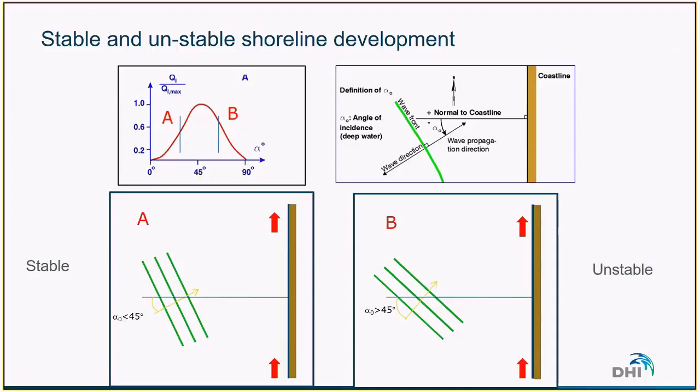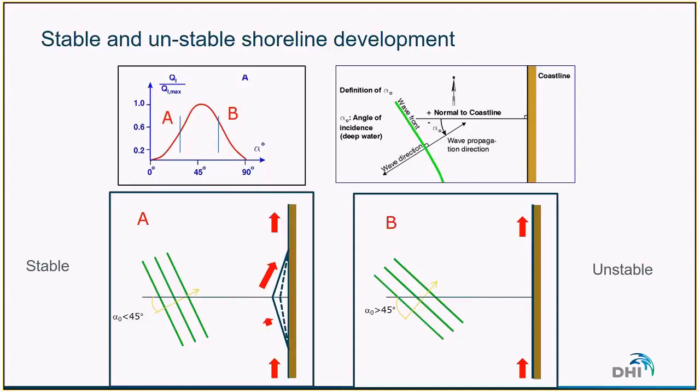Instead of having a straight shoreline, let's imagine we have a small perturbation along the coast. What happens in the stable case on the A part of the curve: if the difference between the angle of incidence and the shore normal augments, then the sediment transport augments, which leads, in the situation that is described here, to the sediment transport being lowered on the southern part of the perturbation and increased on the northern part. And therefore, this leads to a reduction of the perturbation.